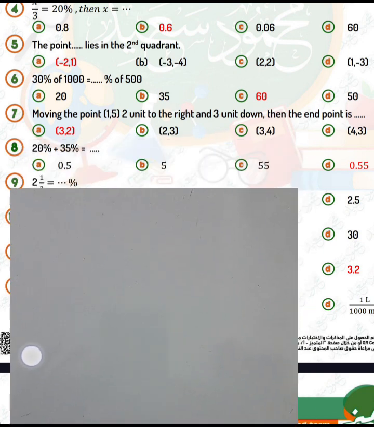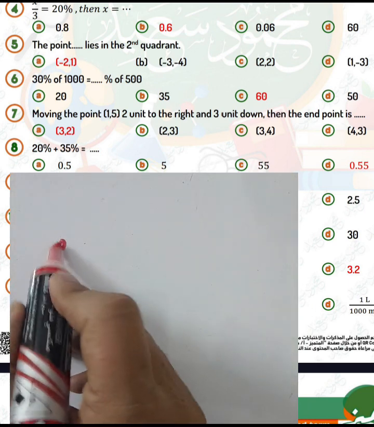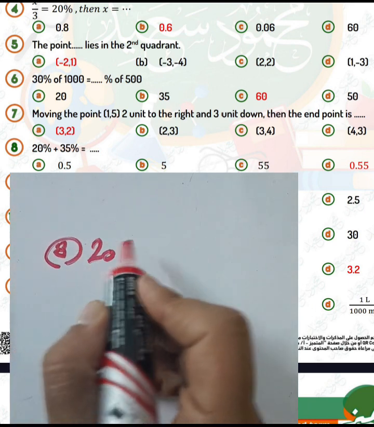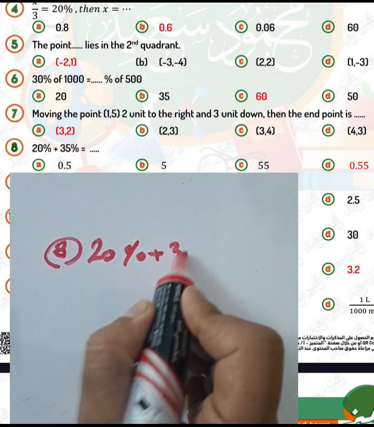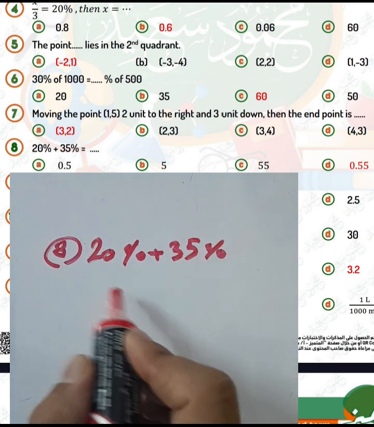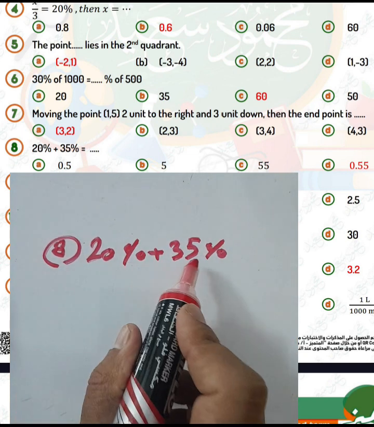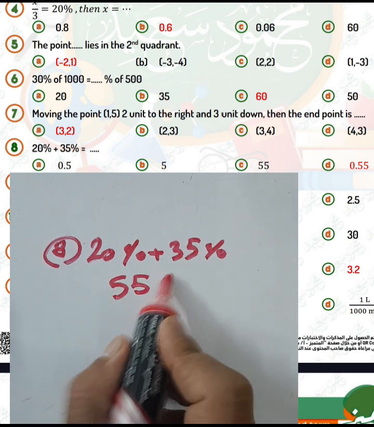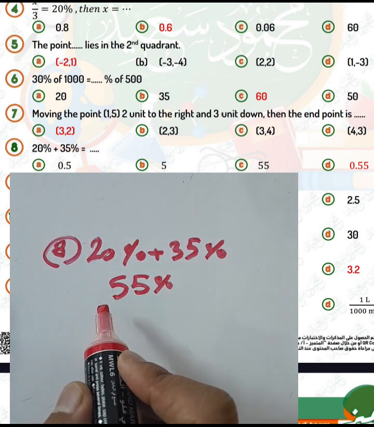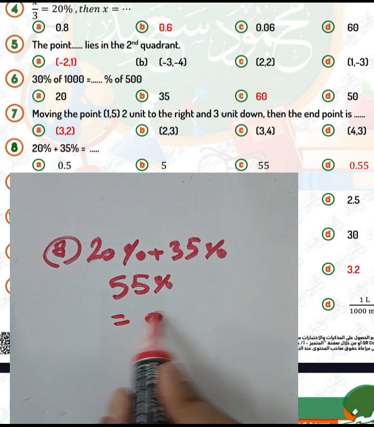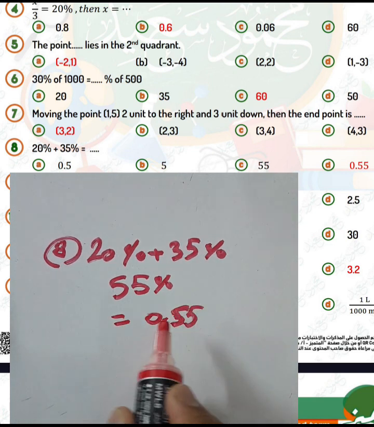Next question, 8. 20% plus 35%. We can add them. It will be what? 5 plus 0 equals 5, 3 plus 2 equals 5. 55%. Then you can convert from percent to decimal number. The result will be 55 hundredths.